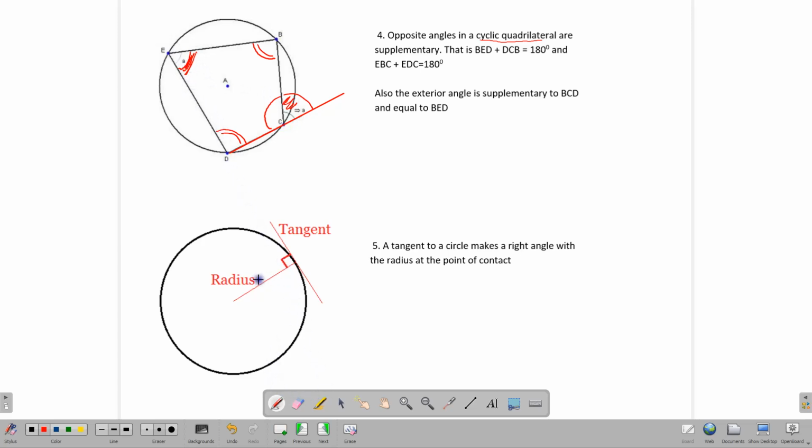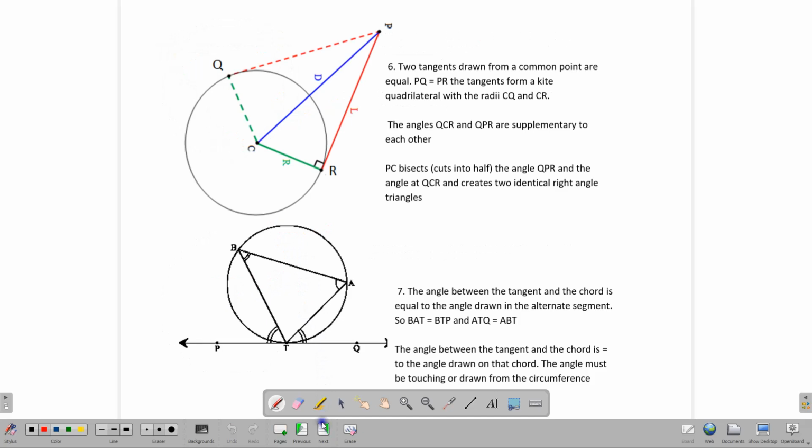Next, if you have a radius touching a tangent, remember a tangent touches a curve or a circle at one point only. And if you have a radius touching a tangent, then it creates a right angle at the point of contact. So wherever a radius touches a tangent, right angle, important to remember as well.